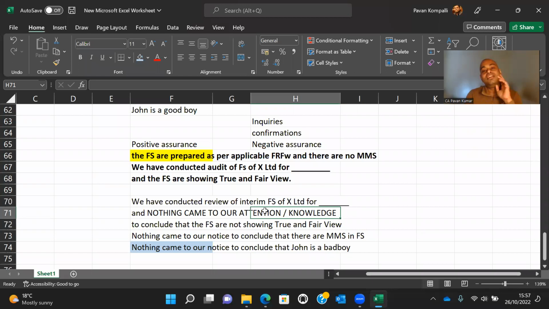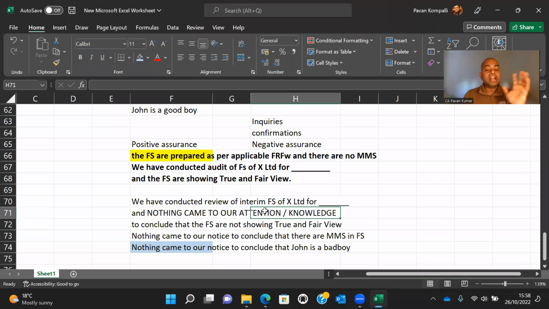This is the difference between audit and review. See how beautiful it is. In my regular class, about absolute assurance, positive and reasonable assurance, negative and limited assurance, no assurance, assurance and consulting, about this I will explain for 2 hours. Correct, Arya? He may be a bad boy, but nothing came to my notice.